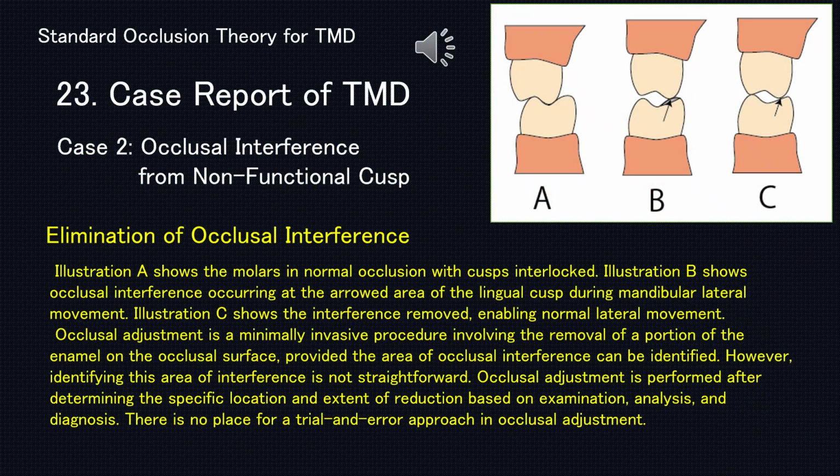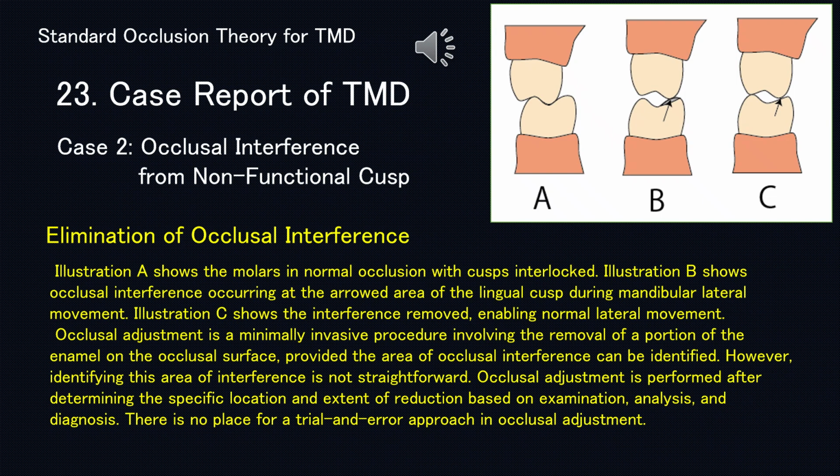Elimination of occlusal interference. Illustration A shows the molars in normal occlusion with cusps interlocked. Illustration B shows occlusal interference occurring at the arrowed area of the lingual cusp during mandibular lateral movement. Illustration C shows the interference removed, enabling normal lateral movement.